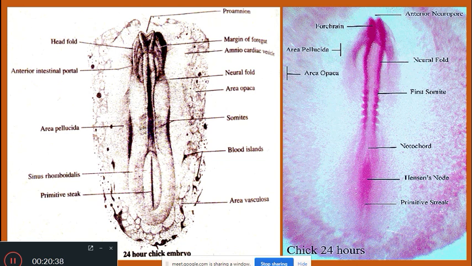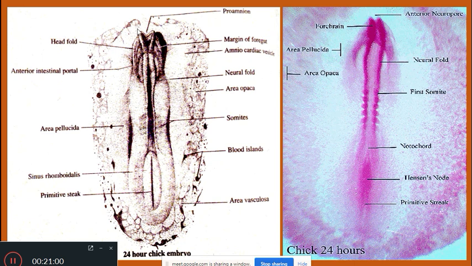Then the next feature, the eighth prominent feature which you can see in a 24-hour chick embryo, is the formation of blood islands. Look here, these are blood islands. You can see blood islands here. So what are blood islands? In which area are they formed?